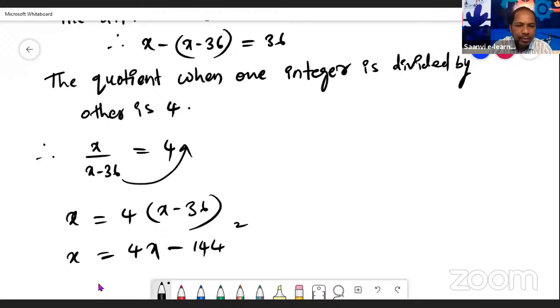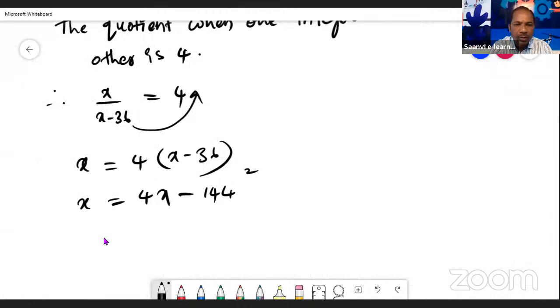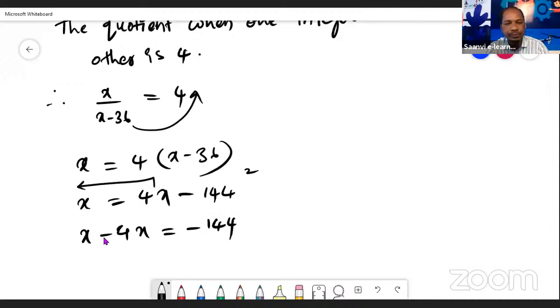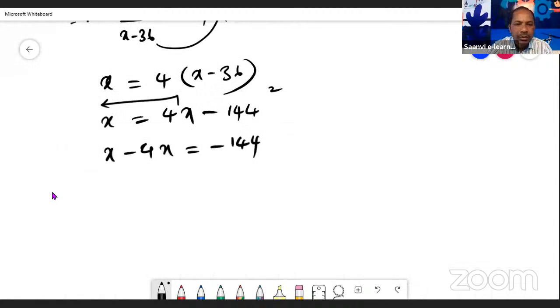Now all x terms you send to the left side. This plus 4x sent this side becomes minus 4x, is equal to minus 144. So 1x minus 4x is equal to how much? Minus 3x is equal to minus 144.